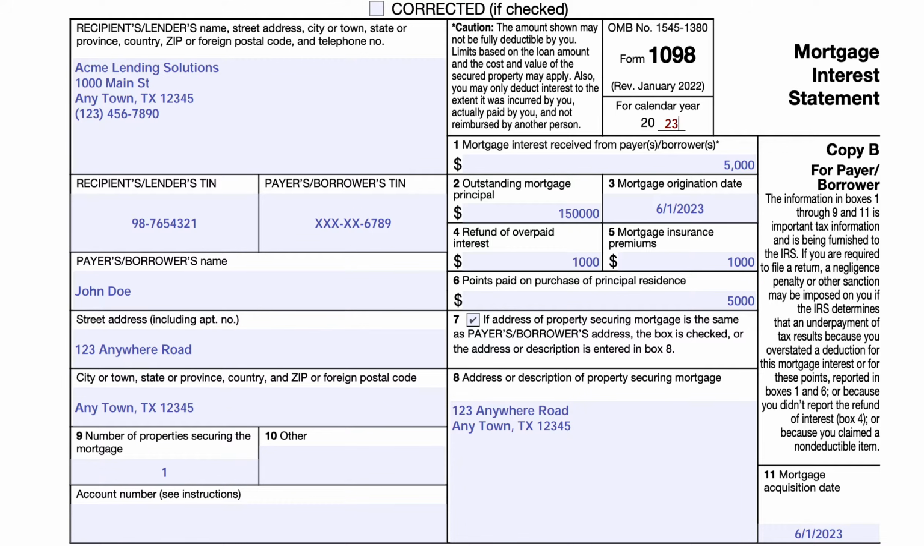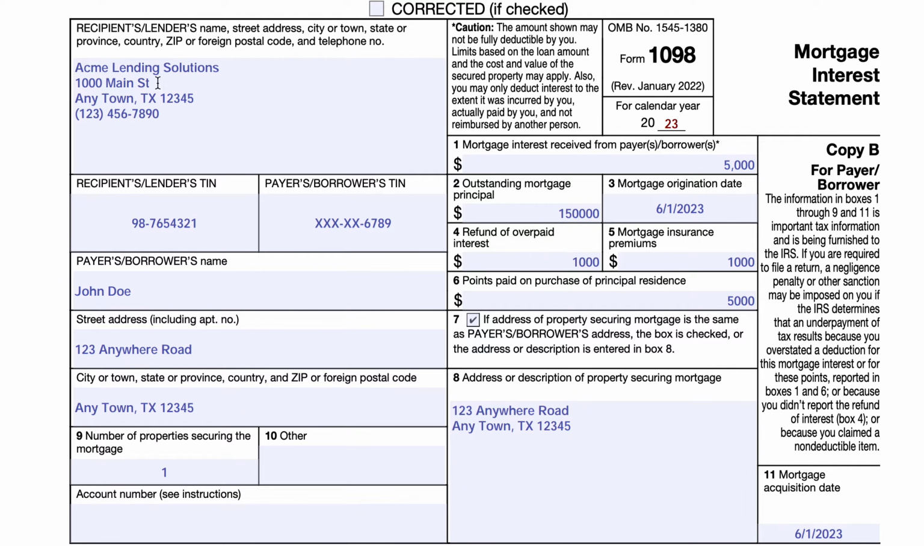So now we're going to go through this tax form so you can better understand it. You should know that there are 3 copies of it. The first copy always goes to the Internal Revenue Service. The second copy goes to the taxpayer. And then the third copy is retained by the financial institution or the lender.